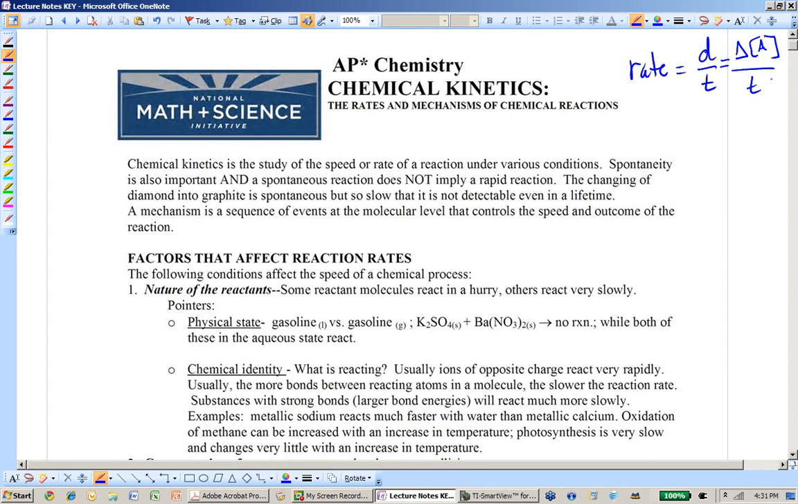Well, as it states here, chemical kinetics is the study of the speed or rate of a reaction under various conditions. So spontaneity, as in delta G spontaneity, is also important, but I don't want you to think that spontaneity implies anything about the speed, because just because it's a spontaneous reaction, it does not imply it's a rapid reaction. So my example is changing diamond into graphite. I'm happy, considering I have a diamond wedding ring, that this is not a spontaneous process.